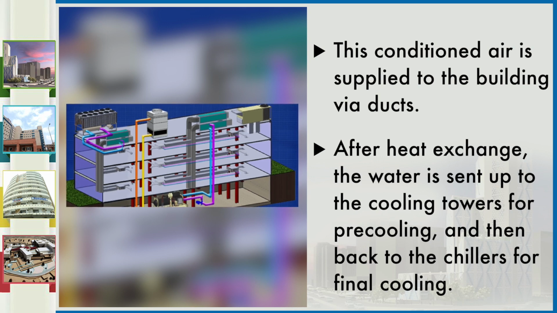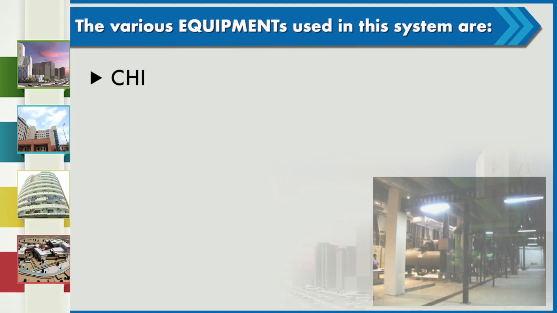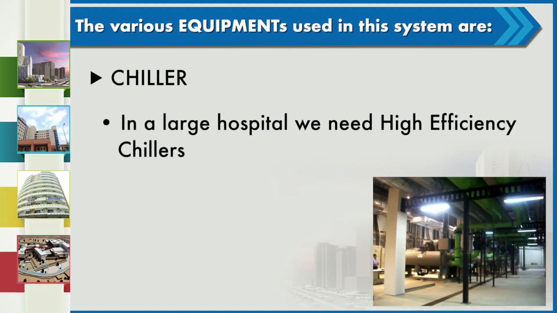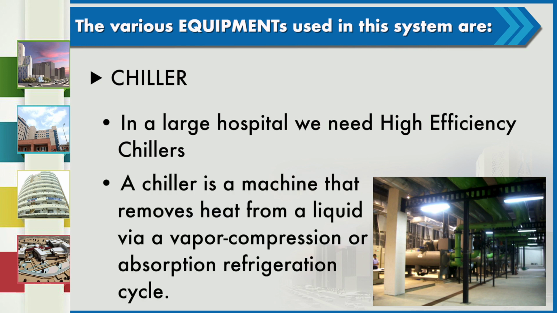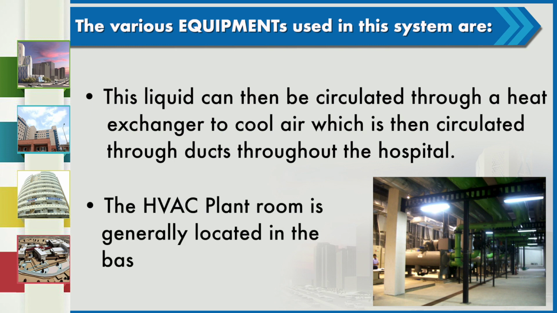The various equipments that are used in the HVAC system are, first of all, a chiller. In a large hospital, we need high efficiency chillers. A chiller is a machine that removes heat from a liquid via a vapor compression or absorption refrigeration cycle. This liquid can then be circulated through a heat exchanger to cool air, which is then circulated through ducts throughout the hospital. The HVAC plant room is generally placed in the basement.